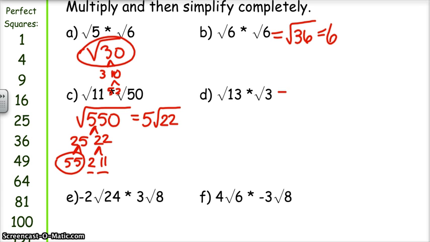Letter D, square root of 13 times the square root of 3 is the square root of 39. Let's break it down. 9 doesn't go in. I don't think the square root of 39 breaks down. It's 3 and 13.